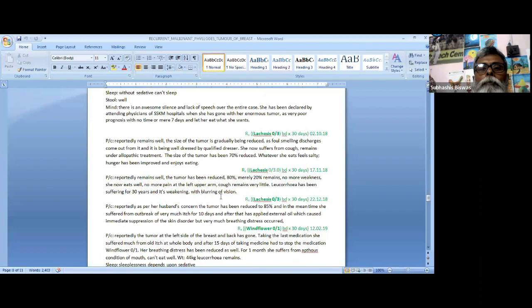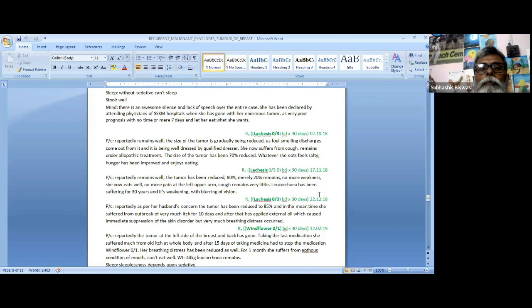salty. My second prescription was Latex 0/3. It was placebo for 30 days, no medicine. Reportedly, the tumour has been reduced. On 22nd December 2008, it was 80%, nearly 20% means no more weakness. That time she had no more weakness, no more pain at the left upper arm. Initially there was much pain at the upper arm.